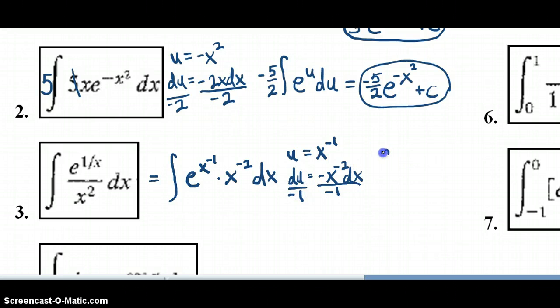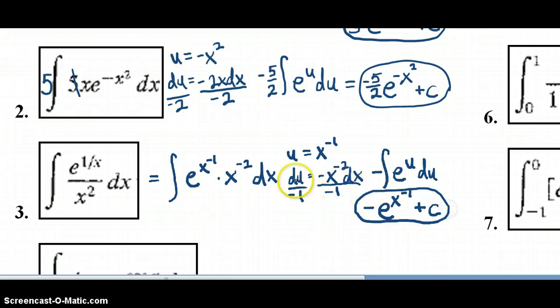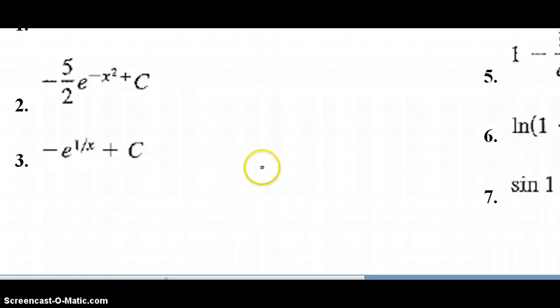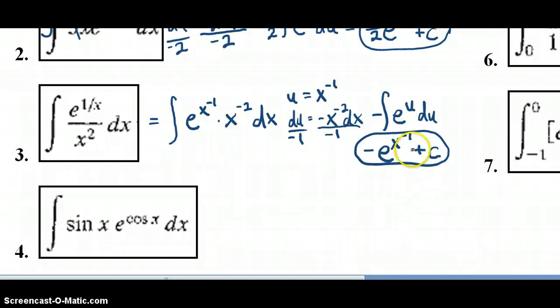So my integral is e to the u power, and then it's not just du, it's negative du. So I put the negative out front. I'm now ready to integrate. I've got my negative out front. The integral of e to the u is e to the u, but I'm going to resub back in my x to the negative 1 power plus c. Done. And if we scroll down here, negative e to the 1 over x plus c power is equivalent to my answer. They just rewrote x to the negative 1 as 1 over x.